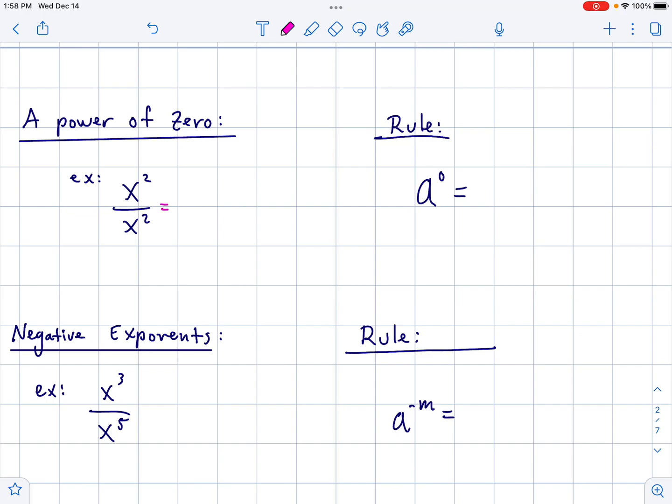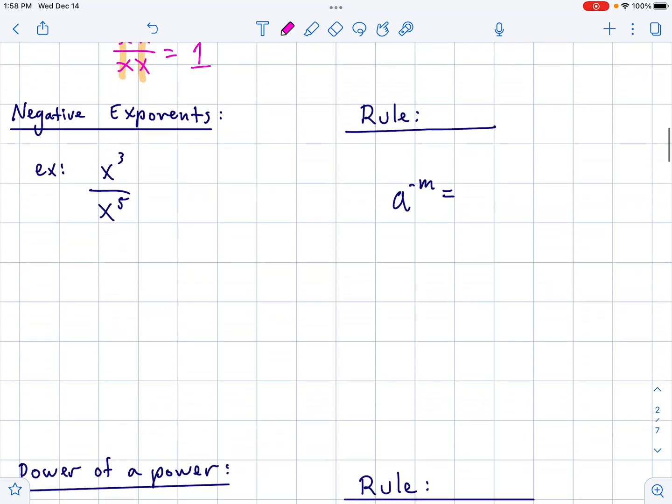Now, if you have a power of 0, if you use the rule that we just established about dividing the exponents, that would mean that this would be x to the 2 take away 2, which is x to the 0. Now, if you think about expanding these two, this is x x over x x, which is like these cancel out and these cancel out, leaving us with a big 1. So what this tells us is that anything to the 0 power is 1. So that's the rule, that if you raise a to the 0 power, you get 1.